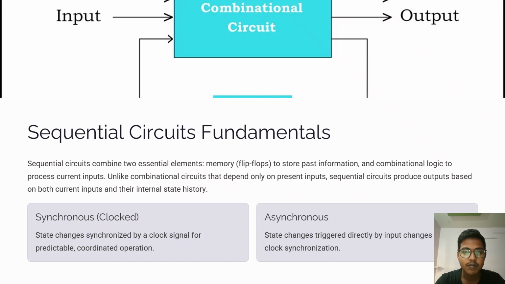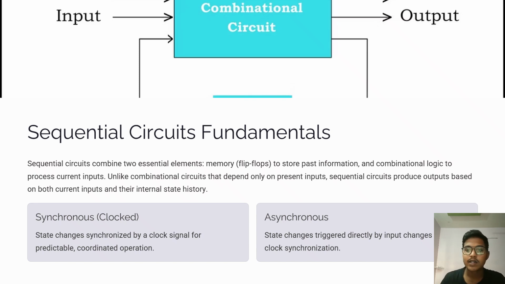There are two major types, synchronous and asynchronous circuits, where synchronous circuits are clocked and asynchronous circuits are unclocked. Here we will deal with clocked sequential circuits, where all changes happen at discrete clock edges.